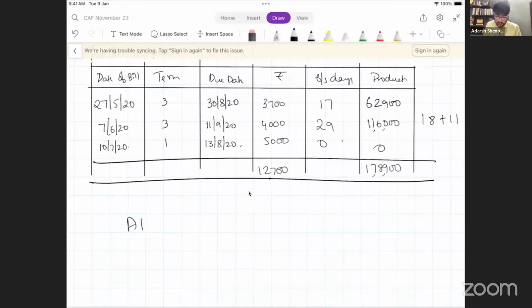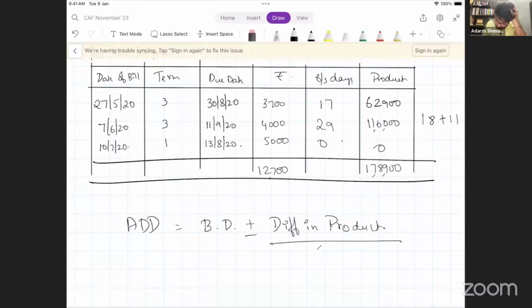Next, ADT is equal to base date plus or minus. Here the formula changes. It's not total amount divided by total product. No, here it's slightly different. Here the formula is difference in product divided by difference in amounts.